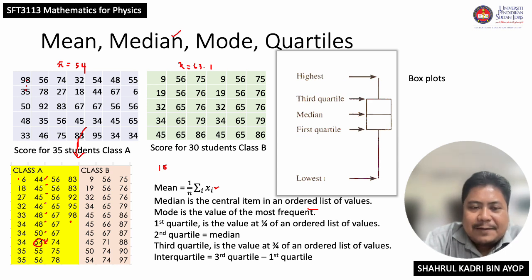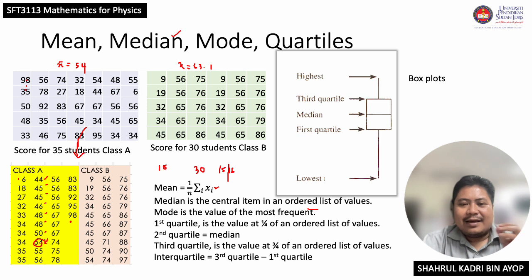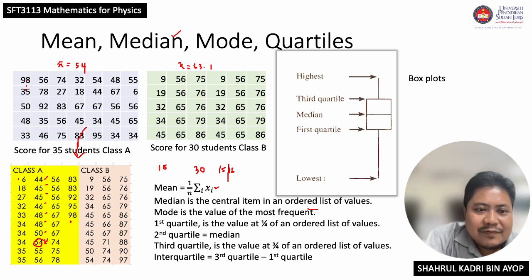So how about for class B? For class B, it has how many? 30 data. So it should be at 15 or 16, in the middle between data number 15 and data number 16. So data number 15 is 1, 2, 3, 4, 5. And then data number 16 is 65. Correct? Okay.